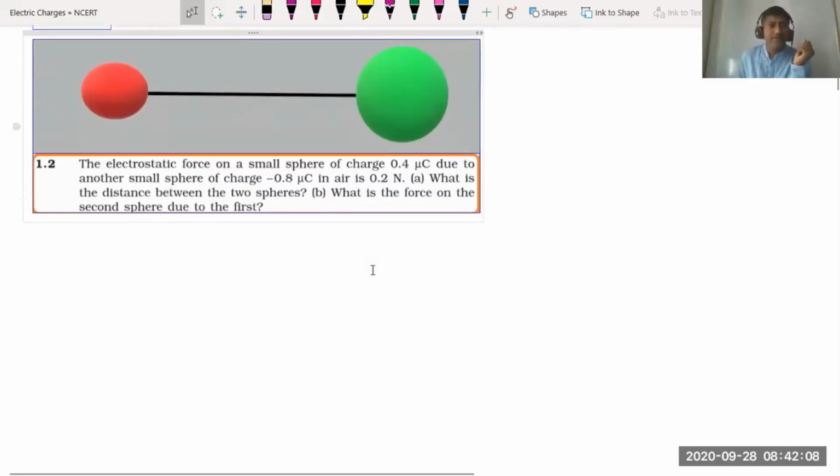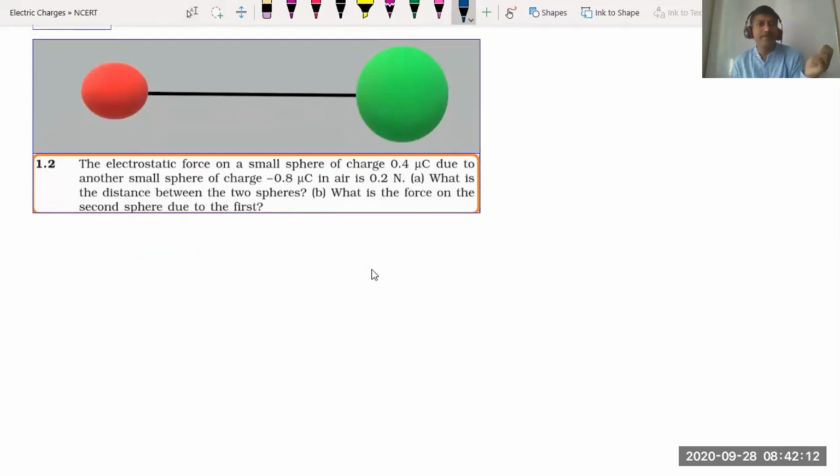The electrostatic force on a small sphere of charge 0.4 microcoulomb due to another small sphere of charge minus 0.8 microcoulomb in air is 0.2 newtons. First, bit A, given this, what is the distance between the two spheres? Second, what is the force on the second sphere due to the first?